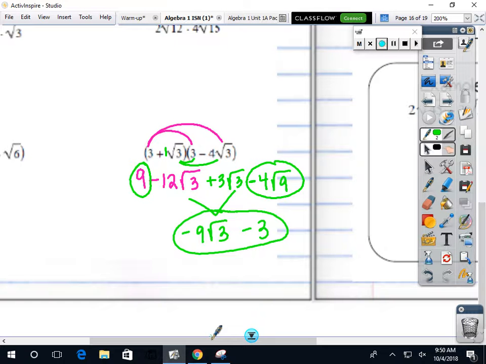Okay, once you've copied that, turn to page 21, and we're going to do some multiplying practice.